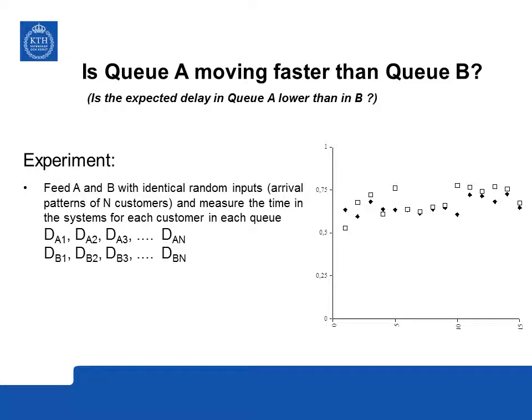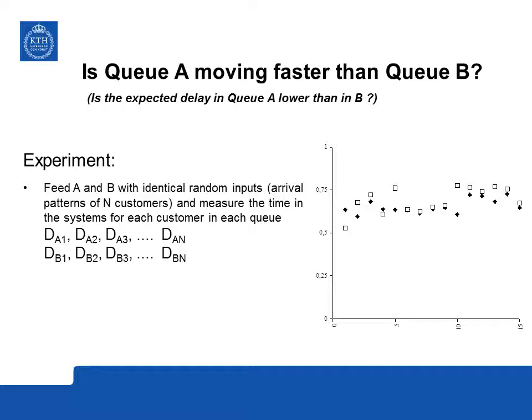The other example is QA moving faster than QB. One way of designing this experiment is to ask, is the expected delay of QA lower than the expected delay in QB? And the experiment would be to look at the two queues, and we feed A and B with identical random inputs.